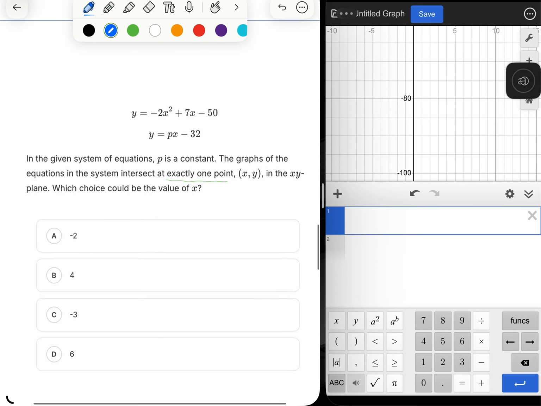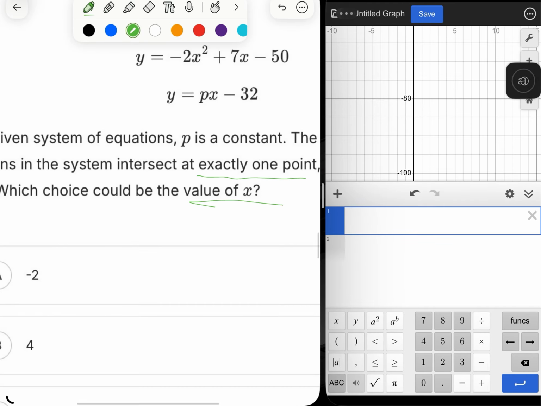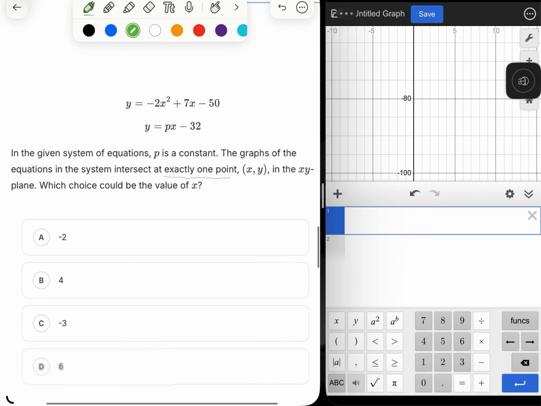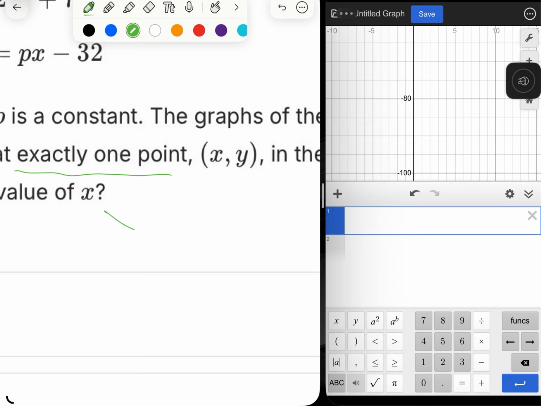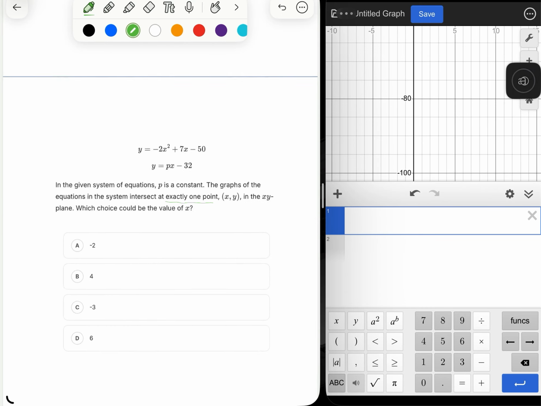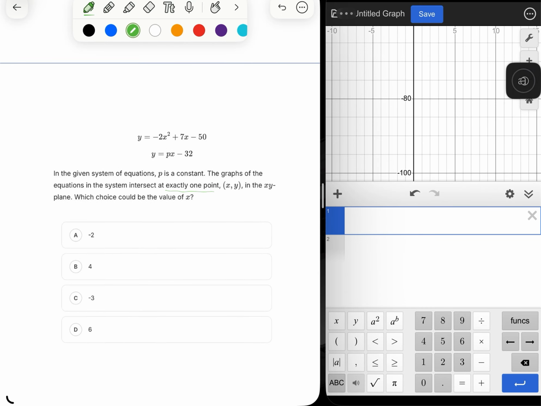All right, so here we have a system of equations where there's only one intersection. That's what I've highlighted here. There's only one point where they intersect, and they're asking us to find the value of the x coordinate of that point, right? So this right here. How do we find that? There's two ways to do this.